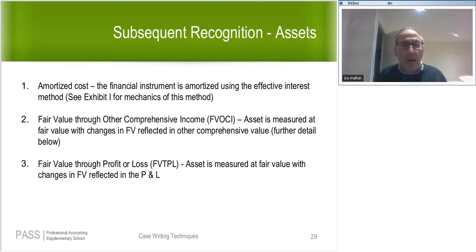A second category is fair value through other comprehensive income. The acronym I'll be using throughout the class, FVOCI.